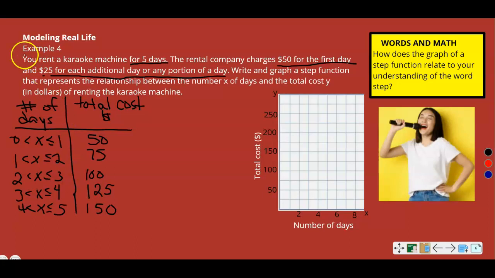All right, so it says you rent a karaoke machine for 5 days: 1, 2, 3, 4, 5. So I can stop now because we've included 5 days. And it says to write and graph a step function. All right, so all I've done so far is make a table. So let's write a function that represents this. So we're going to say f of x equals, and then we're going to write our function. Since we did the table, we've kind of already defined our domain, which is nice. If you do your table correctly, then you're getting a head start.